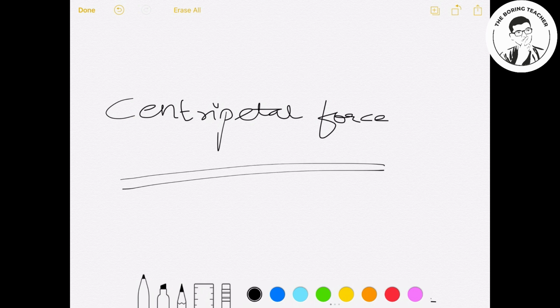Centripetal force literally means the force that seeks its center, or center-seeking force. The force which is acting towards the center of the circular path is known as the centripetal force.